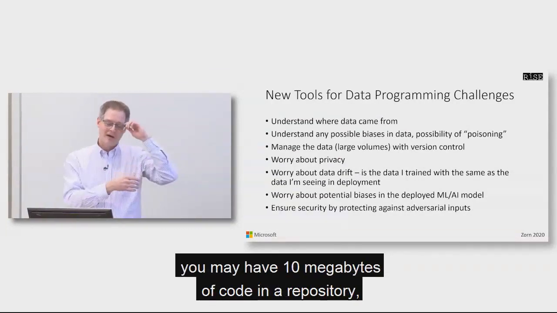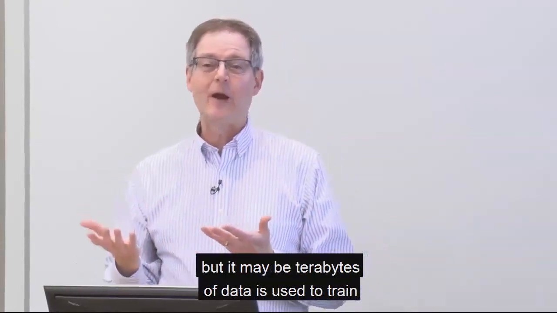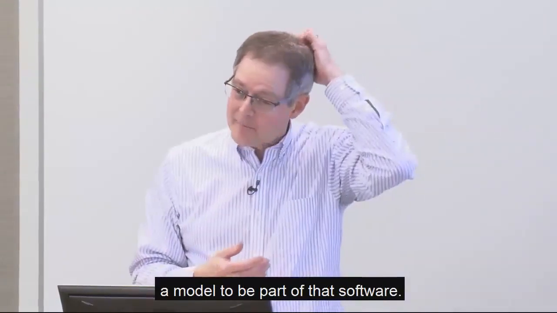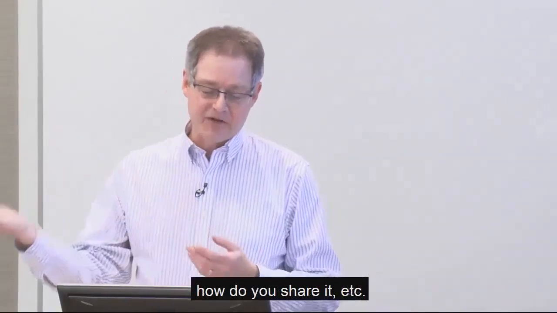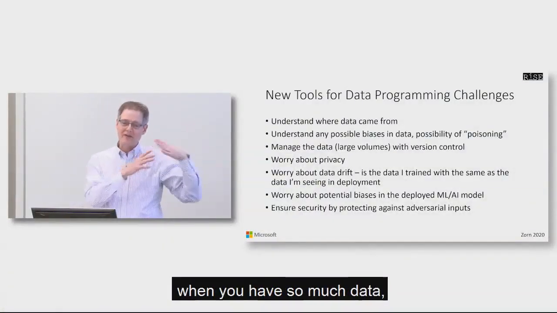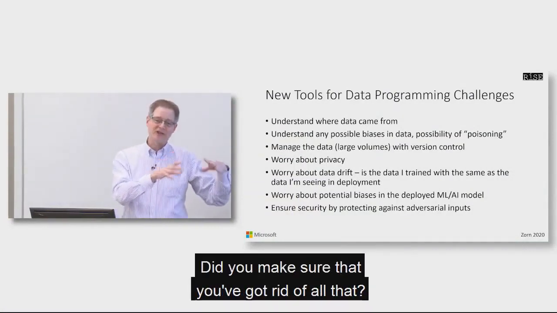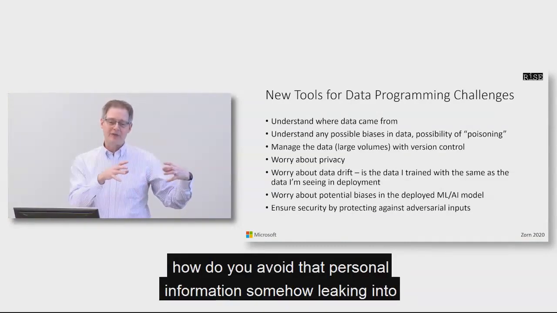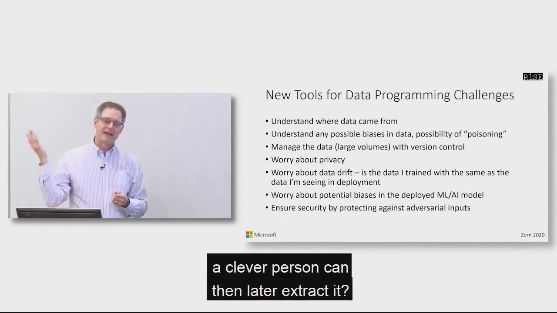Of course, just having that data becomes a challenge compared to software. You may have 10 megabytes of code in a repository, but it may be terabytes of data used to train a model to be part of that software. And so how do you do version control on the terabytes? How do you share it, et cetera? Of course, privacy is a fundamental concern. When you have so much data, you have to worry about, does it contain personal information? Did you make sure that you got rid of all that? Or if it does, how do you avoid that personal information somehow leaking into the model in such a way that a clever person can later extract it?